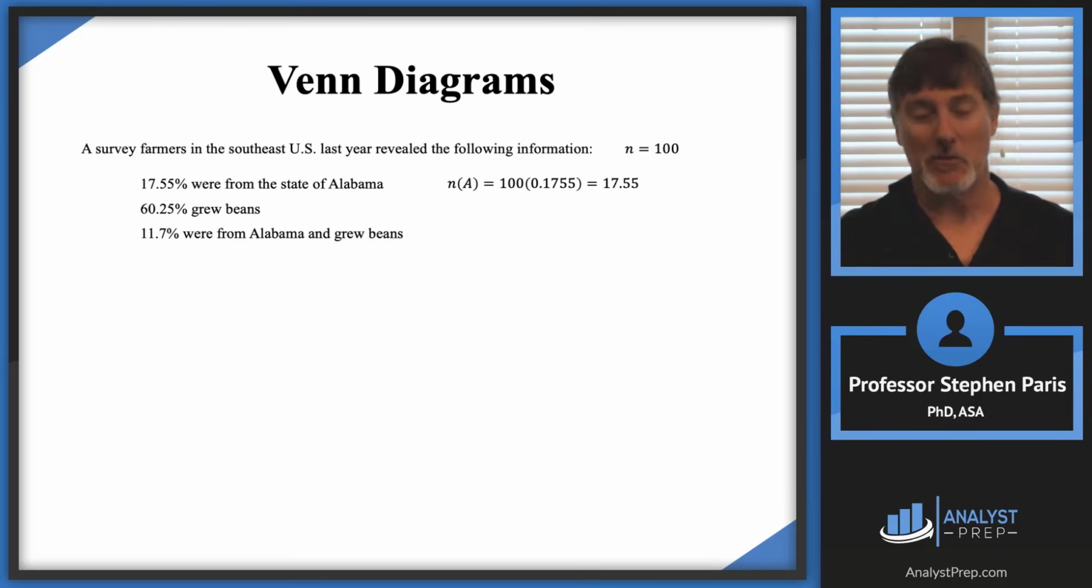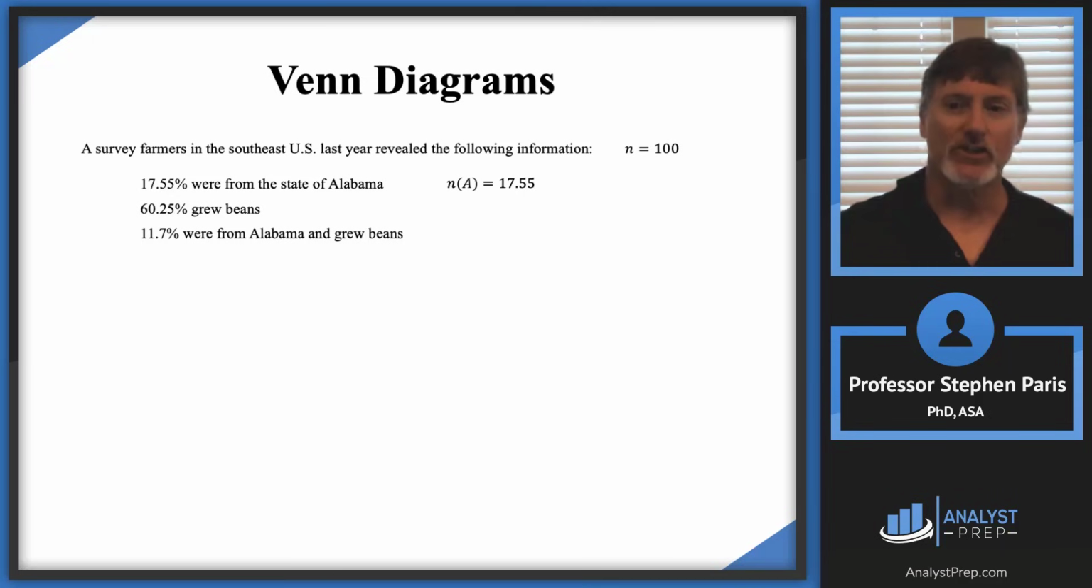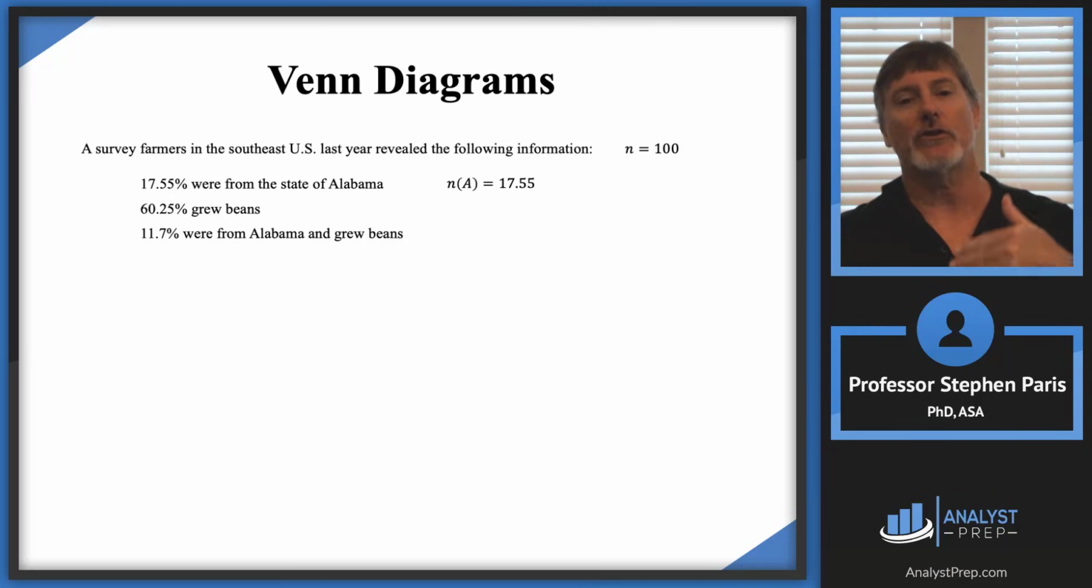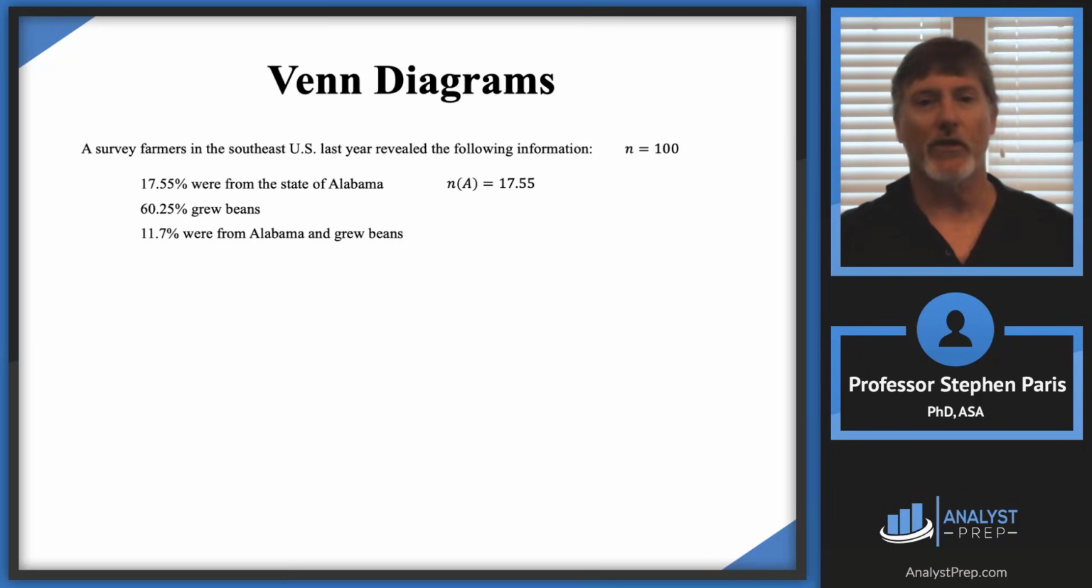So if you have a problem with that, then what you can do is just change your initial starting value. That was just an arbitrary value anyway. So instead of starting with 100 farmers in a survey, let's say that we assume there were 10,000 farmers in the survey. That would get me a whole number of Alabama farmers of 1,755.